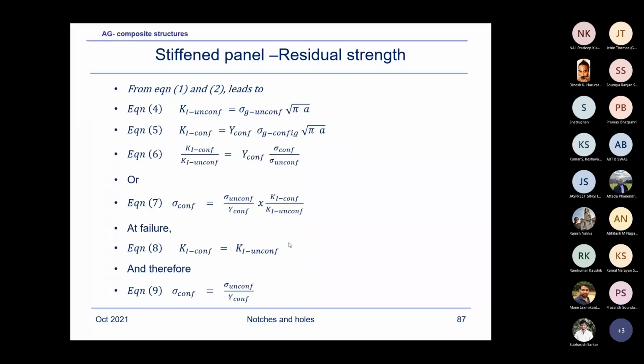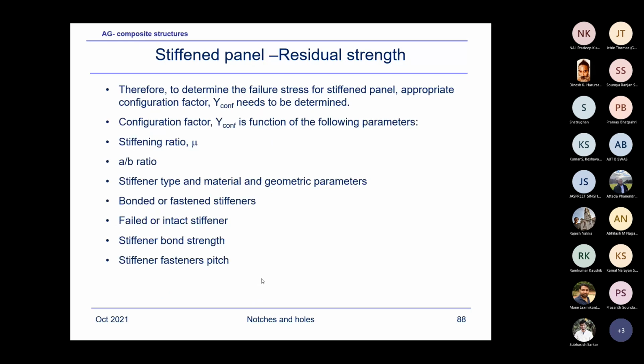I've just juggled with the equation. I won't go into it, you guys just have it written down after solving this equation. So that means sigma strength of the configured panel is equal to sigma unconfigured upon Y configured panel. So what you need is only the configuration factor for the stiffened structure, and sigma unconfigured can be calculated for the panel using a point stress criteria or Marlin approach. So to determine the failure stress for a stiffened panel, the appropriate configuration factor Y configuration needs to be determined.